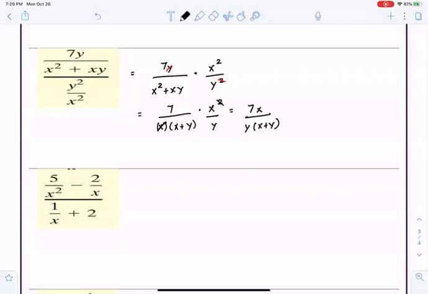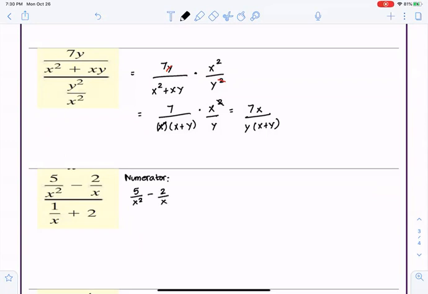Okay, so this is a problem where we have fractions in the numerator, a fraction in the denominator. So I'm going to do it separately. Numerator, I have 5 over x squared minus 2 over x.